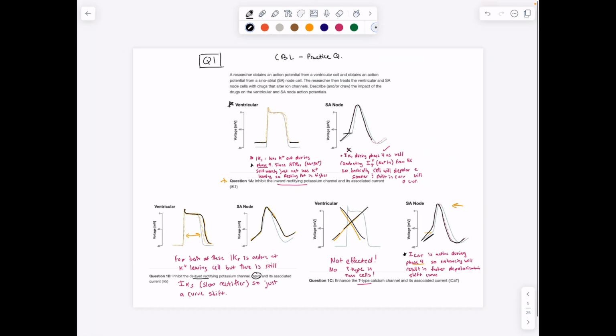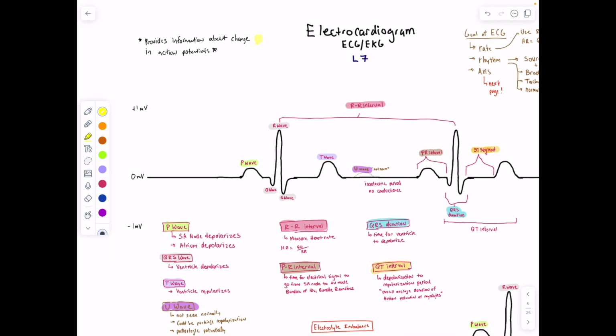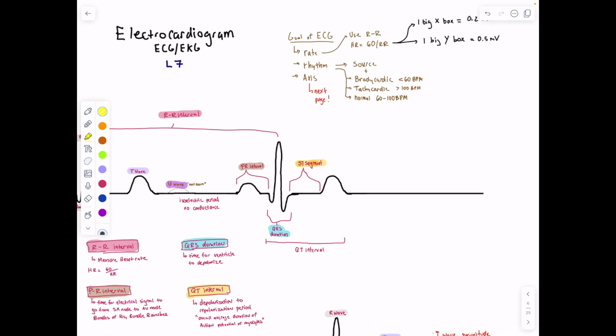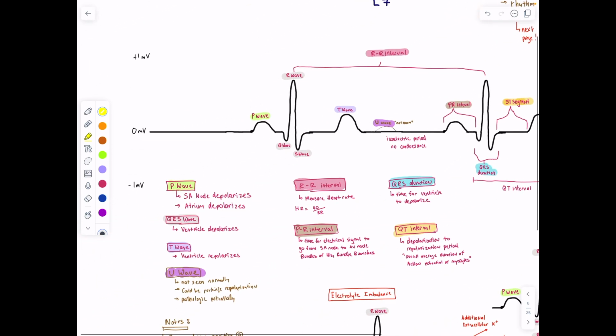All right, take a quick break there. Moving on, our next lecture took a look at EKGs or ECGs. The ECGs are really providing information about changes in action potentials, not action potentials directly, but we can get a lot of good information from them. In particular, we're going to be looking at heart rate, calculating that, then rhythm, which we define based on source, and then heart rate: bradycardic, tachycardic, or normal. Tachycardic is fast, of course, greater than 100, bradycardic is less than 60, and normal is between 60 and 100.